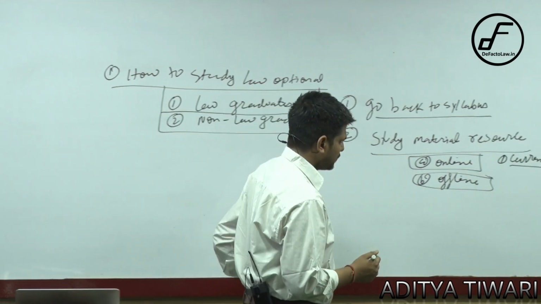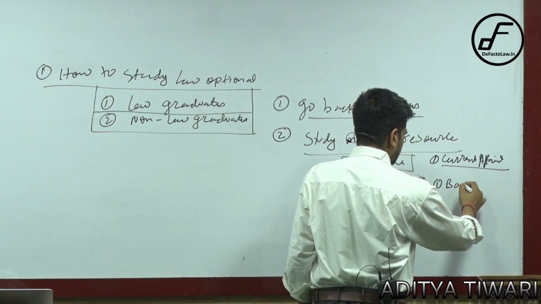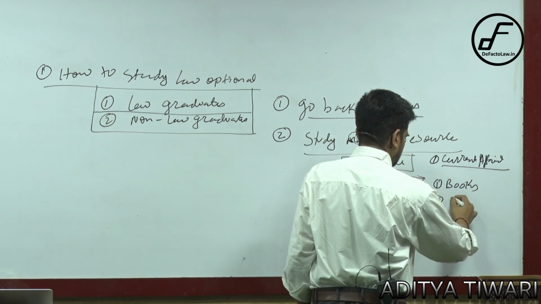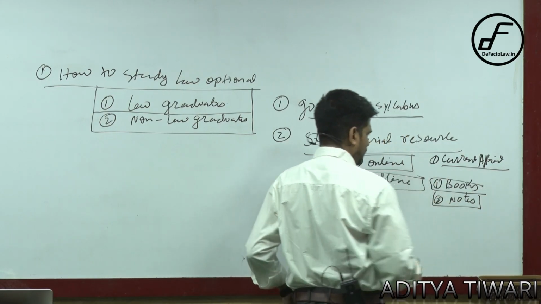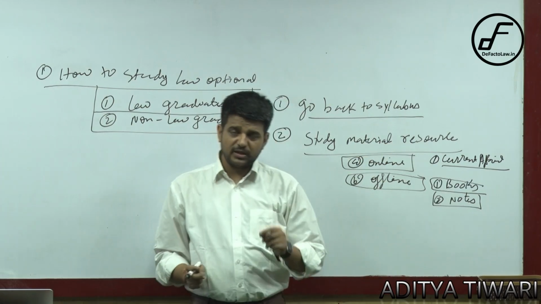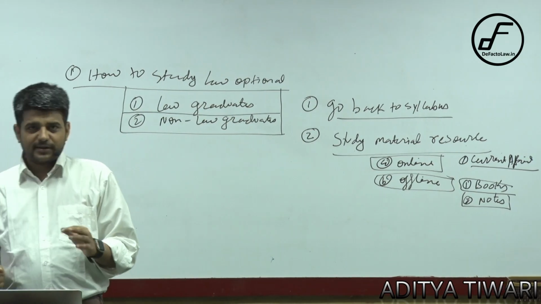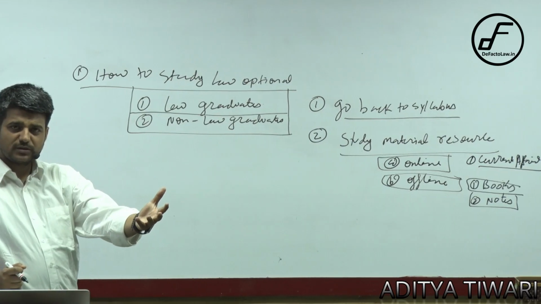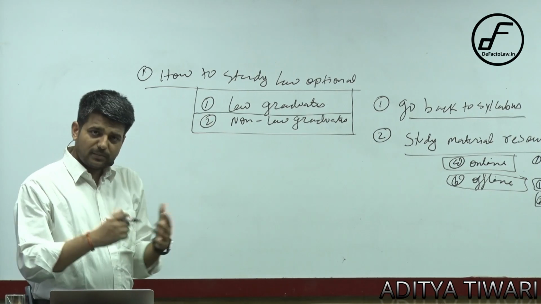Now, for the offline resources, you need two things basically: one is the books and second is the notes. You might wonder why we are talking about both. Whatever books are available in the market are not specific to the UPSC syllabus, meaning you have to pick only some chapters of those books that are relevant for your syllabus. So it is better to take multiple books.